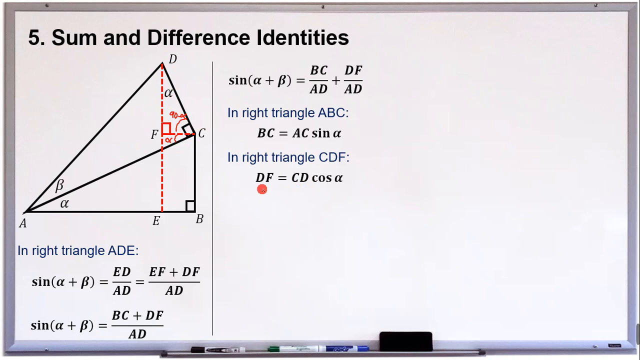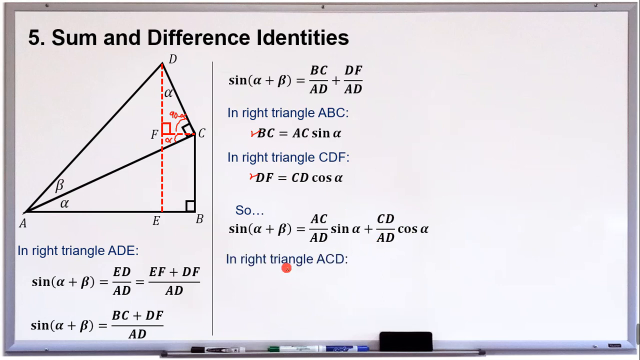So DF can be expressed as CD, which is the hypotenuse of this small right triangle, multiplied by the cosine of alpha right here. Now, we are going to substitute these two expressions into this equation, and it will become sine of alpha plus beta is equal to AC sine alpha over AD, plus CD cosine alpha over AD. Now, in the right triangle ACD, the second right triangle that is mounted on the first right triangle, we have an expression for cosine of beta. So cosine of beta right here is the ratio of this side, the adjacent side of this angle, that's AC, over the hypotenuse AD, this one.